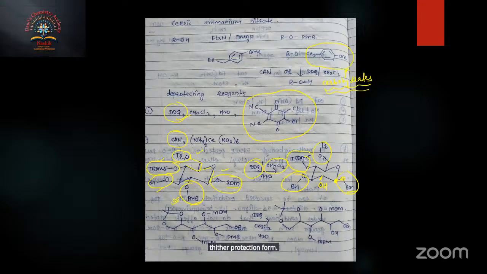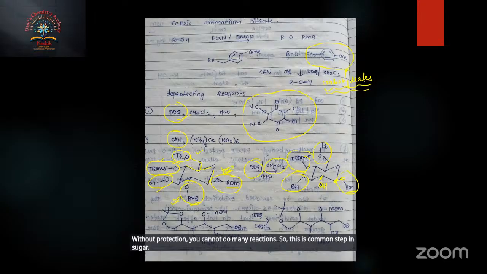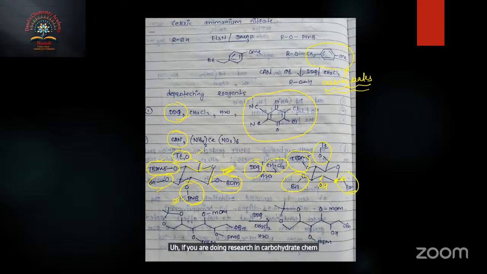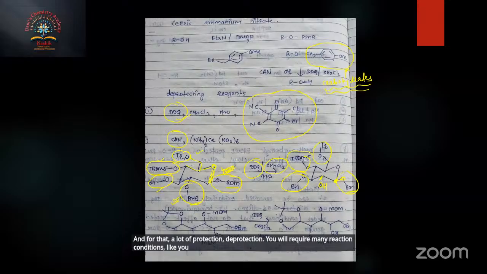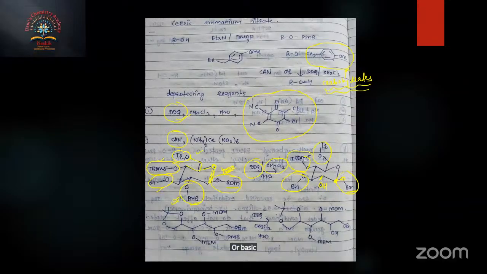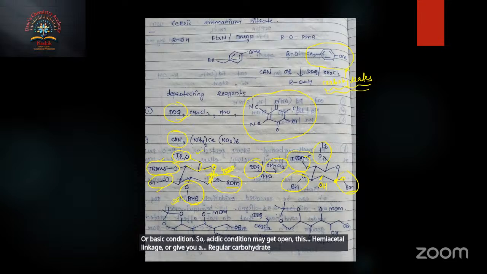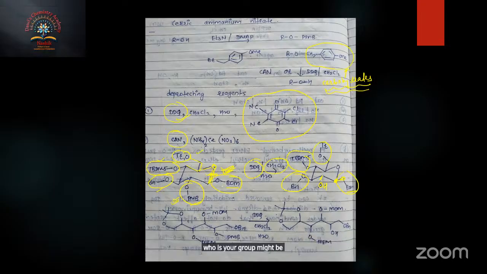So that's why in sugar chemistry, without protection, you cannot do many reactions. So this is a common step in sugar chemistry. If you are doing research in carbohydrate chemistry, you have to do a lot of protection and deprotection. And for that, you will require many reaction conditions, like acidic condition or basic condition. So acidic condition may open this hemiacetal linkage or give you a regular carbohydrate structure containing aldehyde or ketone functional group and 5 OH groups. So you have to use selectivity.